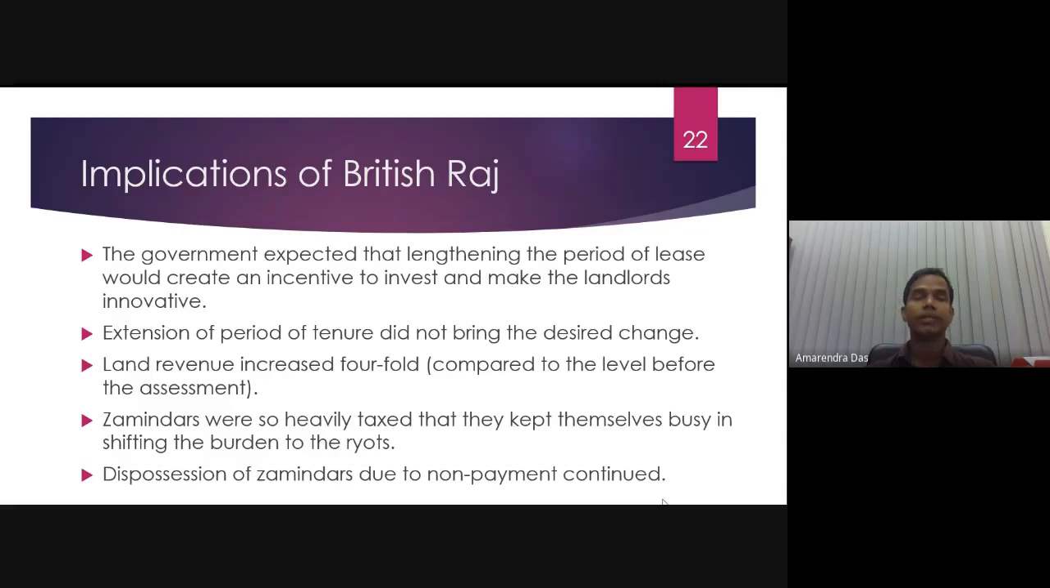No investment happened, and the land revenue increased 4 times compared to the level before the assessment. And zamindars were heavily taxed, and they kept themselves busy shifting the burden to the ryots. And that's how the dispossession of zamindars also happened due to non-payment.